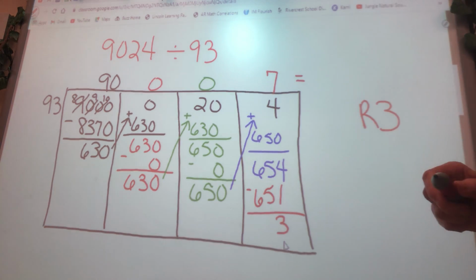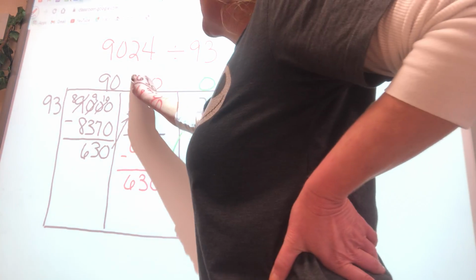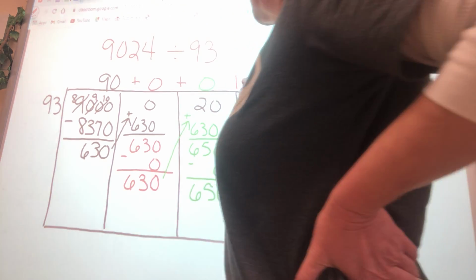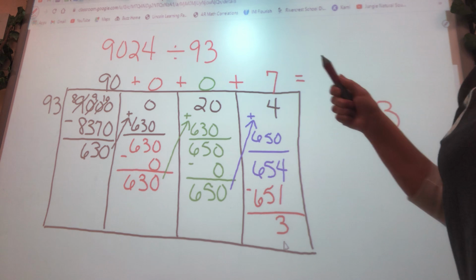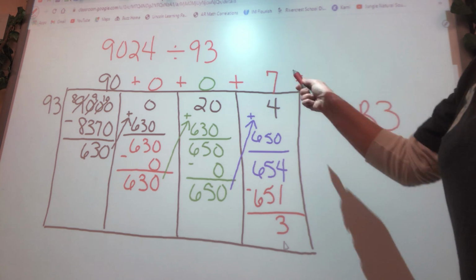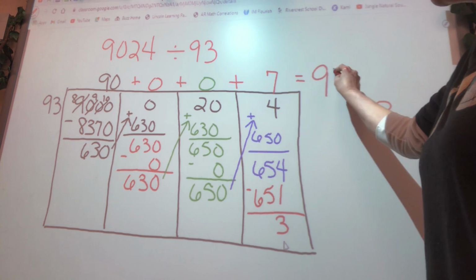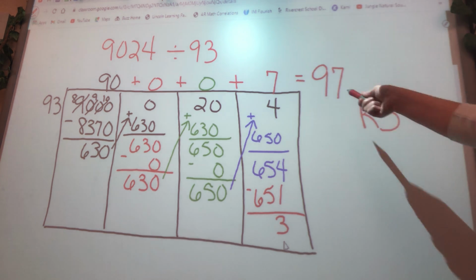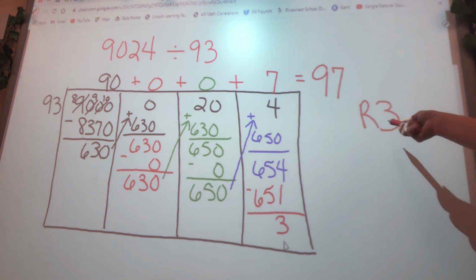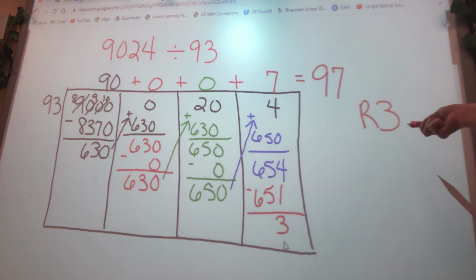To get my full quotient, I add all of the numbers on top. 90 plus 0 is 90, plus another 0 is still 90, plus 7 is 97. So 93 will go into 9,024 97 times with a remainder of 3.